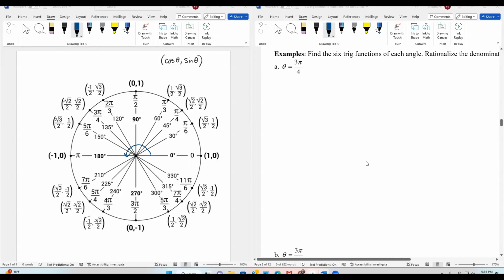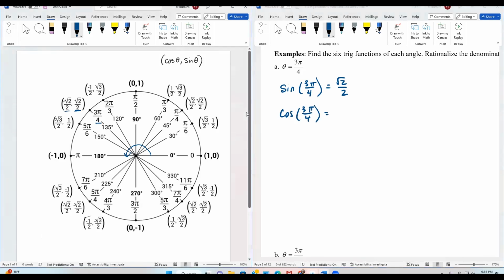All right, continuing on, we are now trying to find all 6 trig functions for each of the angles given. This first one is 3 pi over 4, and we can very easily locate that here on the unit circle. So I can do the sine, cosine, and tangent very rapidly. Sine of 3 pi over 4 is the y coordinate, so that's root 2 over 2. Cosine of 3 pi over 4 is the x part, so that's negative root 2 over 2.